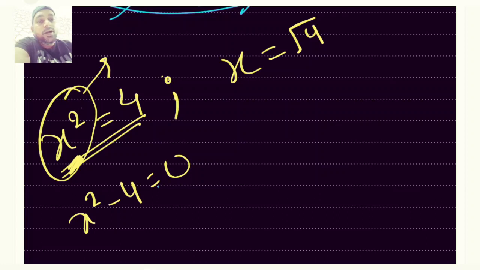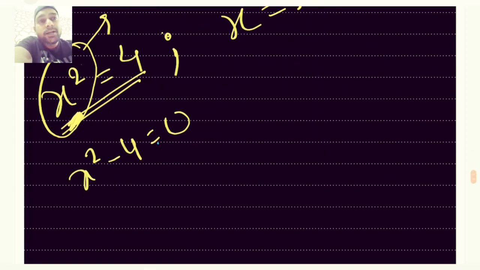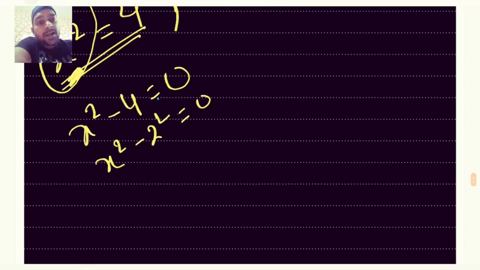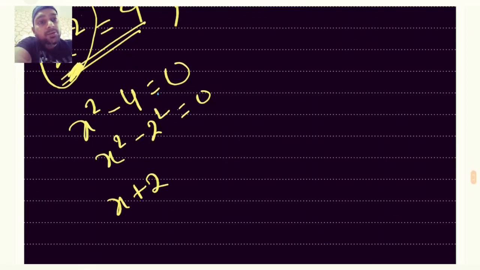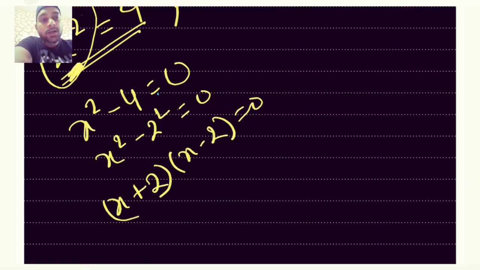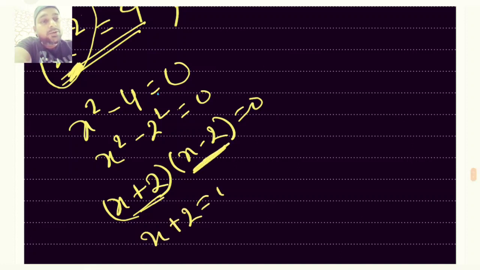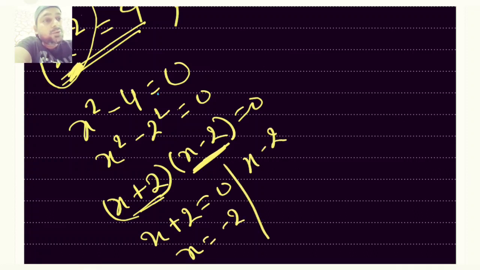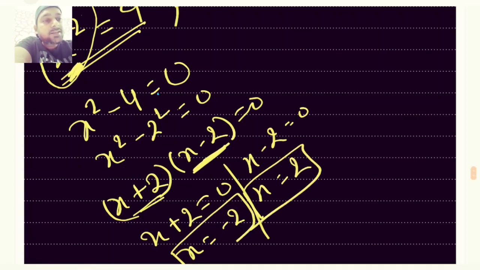See, you are going to write x square is equal to 4. It can be written as x square minus 4 is equal to 0. Now you can apply the formula of a square minus b square. This can be written as x square minus 2 square is equal to 0, and this will be x plus 2 into x minus 2 is equal to 0. Now either this will be equal to 0 or this will be equal to 0. So if x plus 2 is equal to 0, then x is equal to minus 2, and if x minus 2 is equal to 0, then x is equal to 2. So x is equal to 2 or x is equal to minus 2.